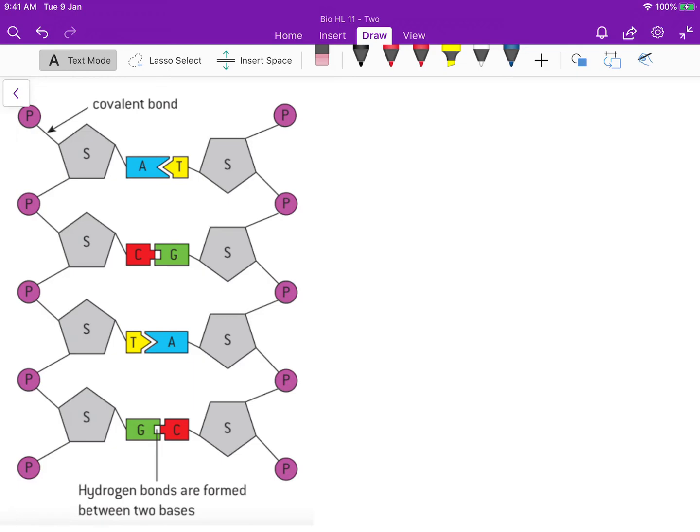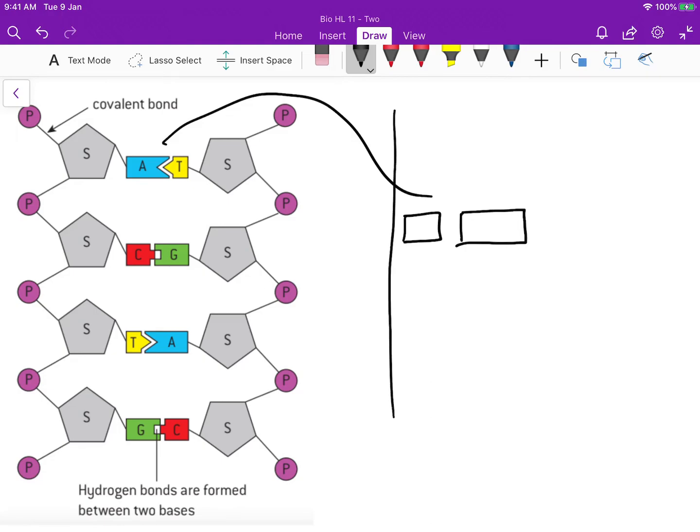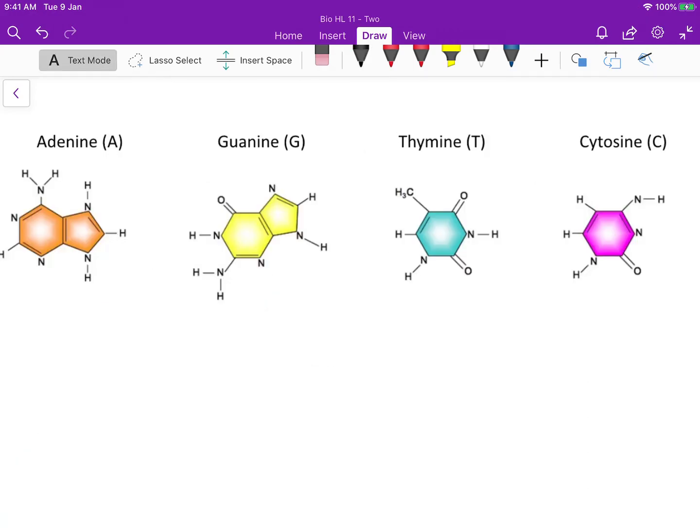And here's a nice diagram showing the same thing. So we can see that we've got adenine and thymine always going together, and cytosine and guanine. So why is that? Well, if we're thinking that this is a ladder and these are the rungs of the ladder, it's to do with the sizes of those. So you can see that A and T are different sizes. And adenine and guanine, they are larger.